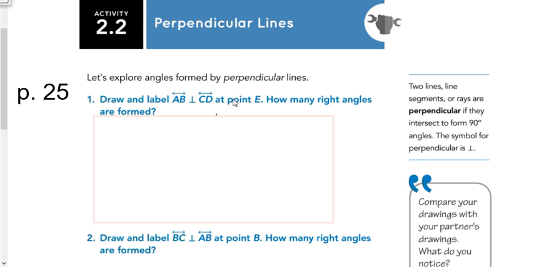Alright, so this is page 25 in Module 5. So we're going to learn about perpendicular lines. So let's look at this right here on the side.